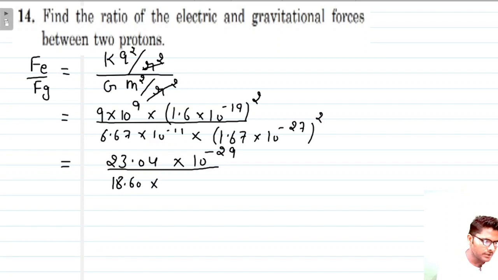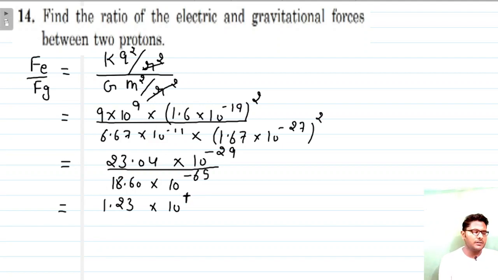18.60 into 10 raised to power minus 11, and this is minus 27 squared, which will become minus 54 plus 11. This will be 10 raised to power minus 65. So when you divide this, you will get 1.23 into 10 raised to power plus, because this 65 will go to the numerator and become positive, 10 raised to power 36.